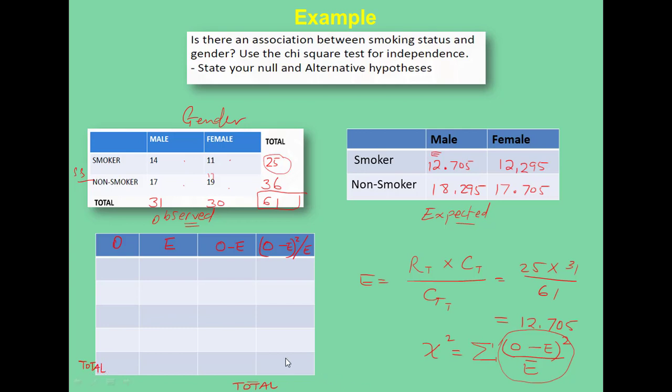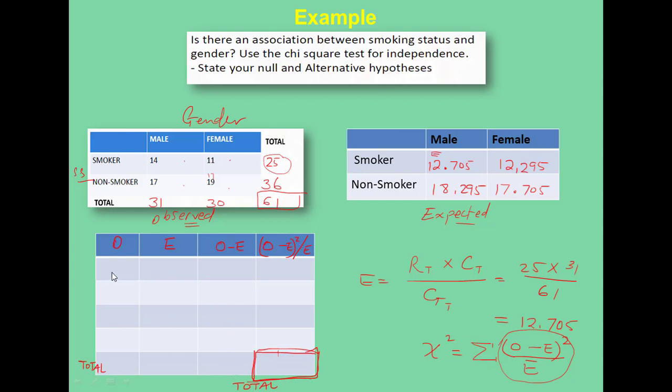Which means your chi-square should appear here, where you have done the entire procedure, and you have summed the observed minus expected squared over expected. You find the sum, and this would be your chi-square, right?